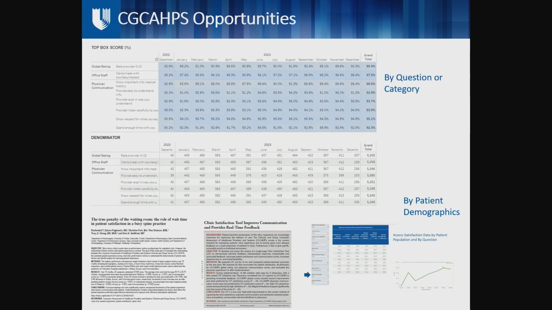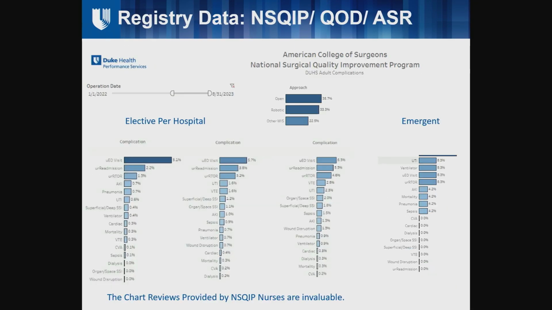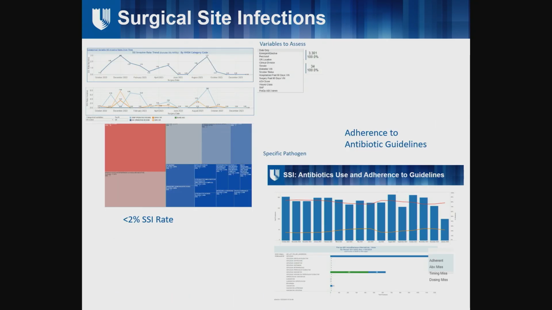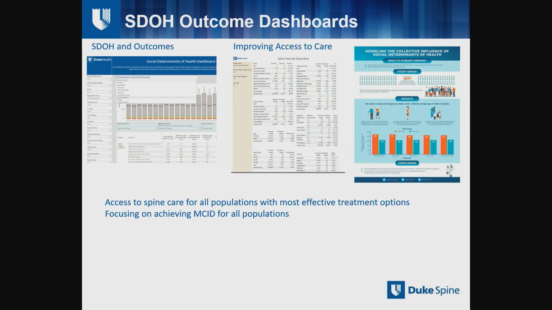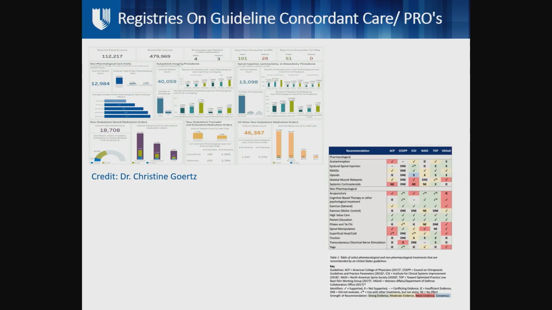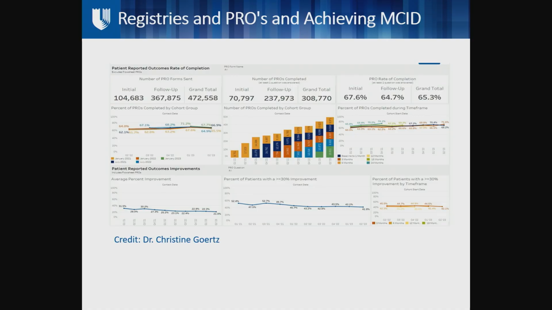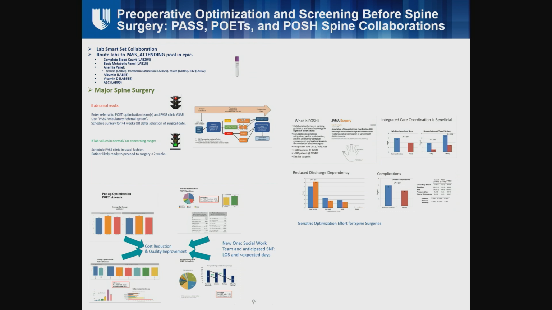We look at our satisfaction, inpatient, outpatient. Registries are so valuable, so we incorporate the registry data. This is just NSQIP right here, but obviously QOD, ASR, tracking infections, adherence to antibiotic guidelines, obviously considering social determinants of health. We have an internal registry with 100,000 patients per year with back pain, and we can judge if they're getting guideline concordant care or not. We can track whether people are achieving minimal clinically important differences. So we have a good way to optimize care.